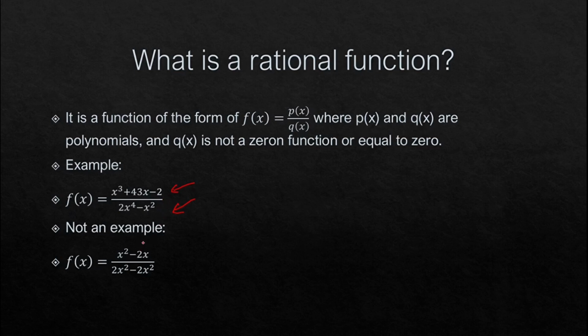Dito not an example. F of x equals to x squared minus 2x all over 2x squared minus 2x squared. Bakit kaya to hindi rational function? Kasi sabi dito, is not a zero function or equal to 0. Na kung minus man to, 2x squared minus 2x squared is equals to 0. Anything divided by 0, it will come off as undefined. Kaya hindi siya considered as rational function.